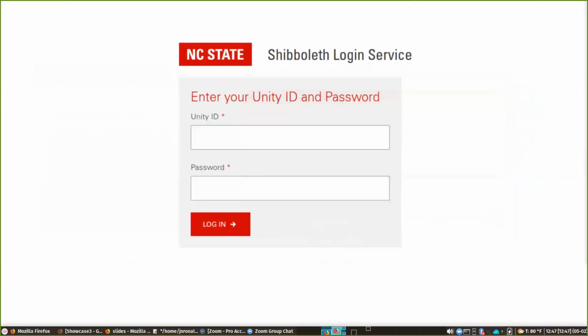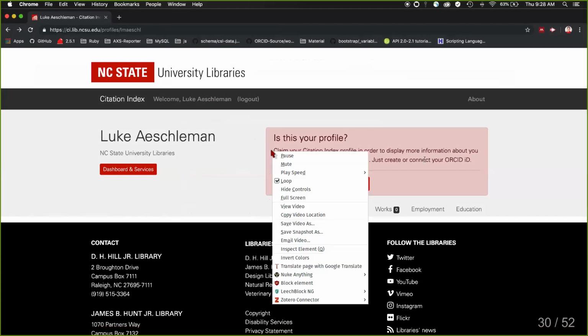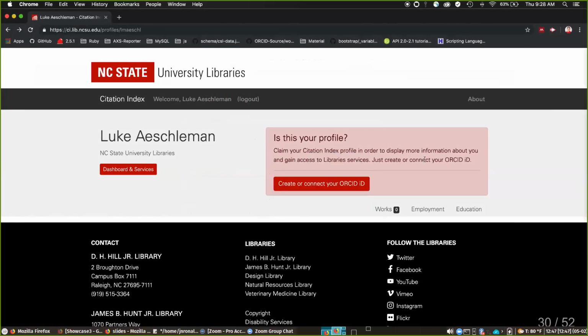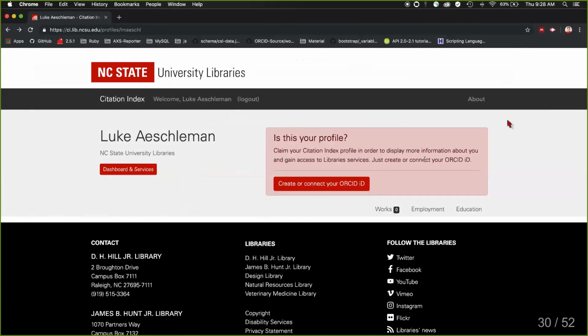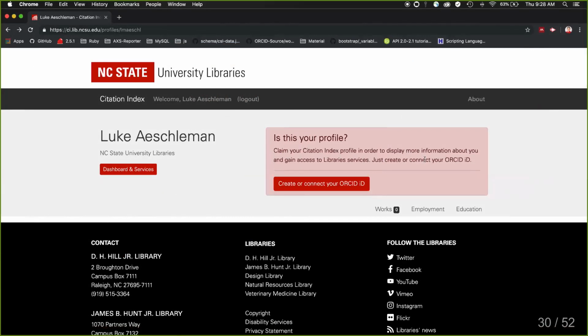So the first thing they do is log in with their NC State Unity ID via Shibboleth. And since January, they can make authenticated connections between someone's NC State Unity ID and their ORCID ID. And we've made this process nice, and it only takes a few minutes, even if you don't already have an ORCID ID. And it looks like this video is not playing.